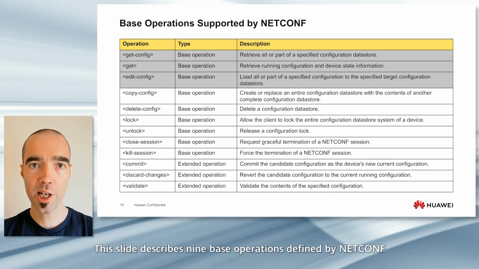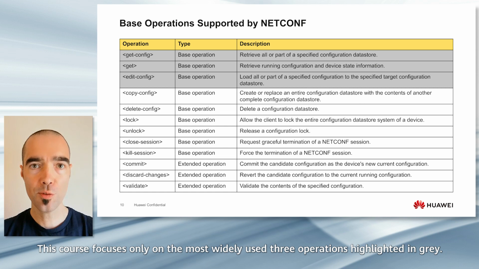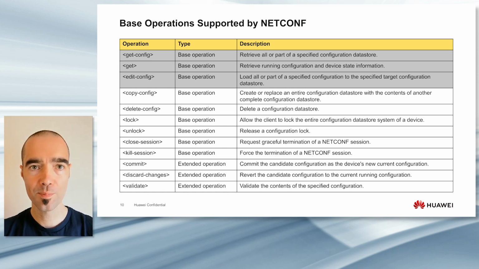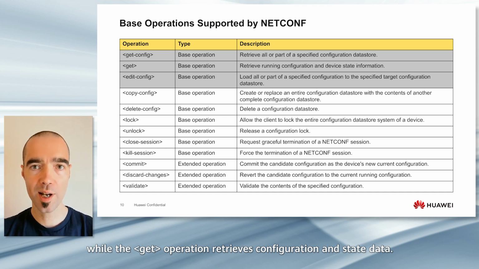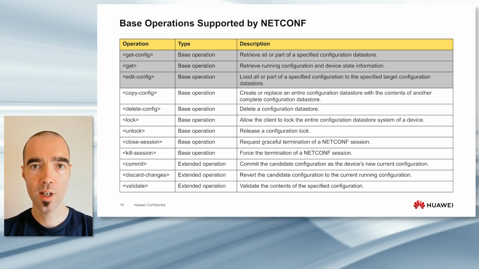This slide describes 9 base operations defined by Netconf and 3 extended operations. This course focuses only on the most widely used 3 operations highlighted in grey. The getConfig operation retrieves configuration data only, while the get operation retrieves configuration and state data. The editConfig operation loads all or part of a specified configuration to the specified target configuration.